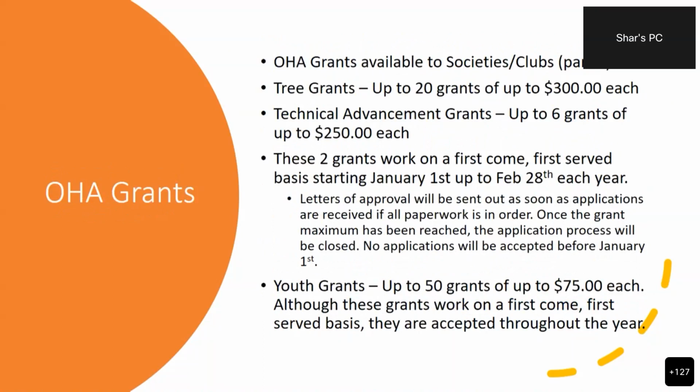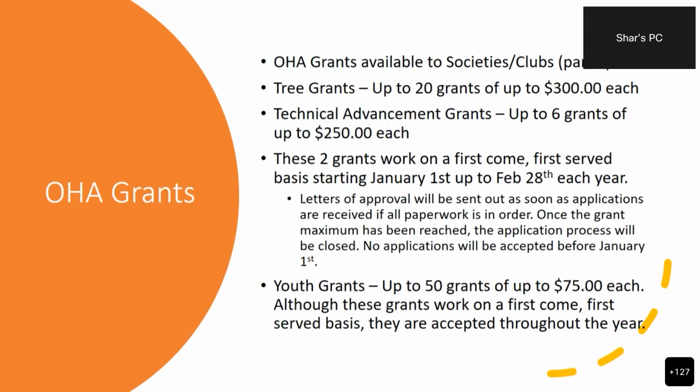Other grants, tree grants, up to 20 grants of up to $300 each. The technical advancement grants right now up to 6 of $250 each. And the youth grants are up to 50 grants of up to $75 each. All 3 of these grants work on a first come, first served basis. However, the youth grants are accepted throughout the entire year. There's no deadline on those ones.